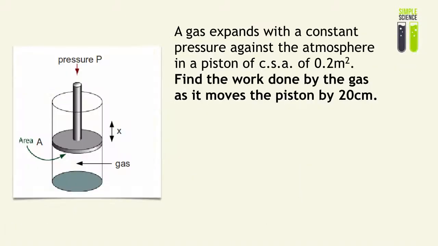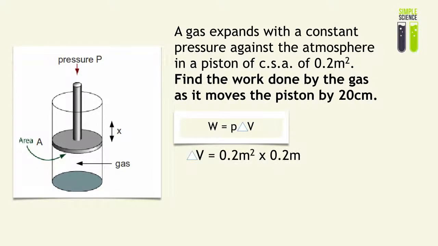Okay. Now let's look at this quick example. A gas expands with a constant pressure against the atmosphere, freely expanding in a piston of a cross-sectional area of 0.2 meters squared. Now find the work done by the gas as it moves the piston by 20 centimeters. So we know that work done is equal to the constant pressure multiplied by the change in volume. And the change in volume is equal to the cross-sectional area multiplied by the distance moved.